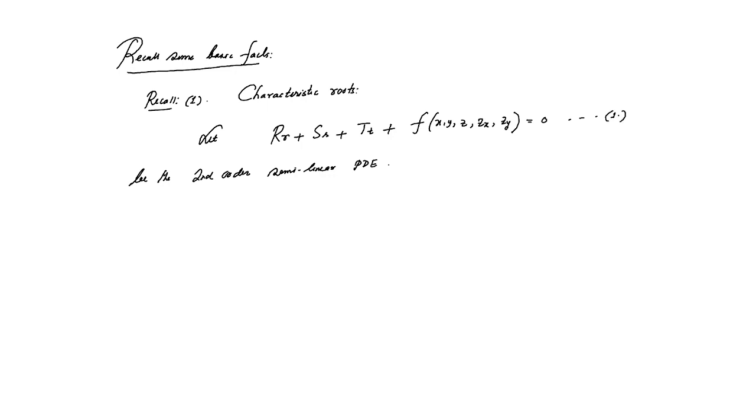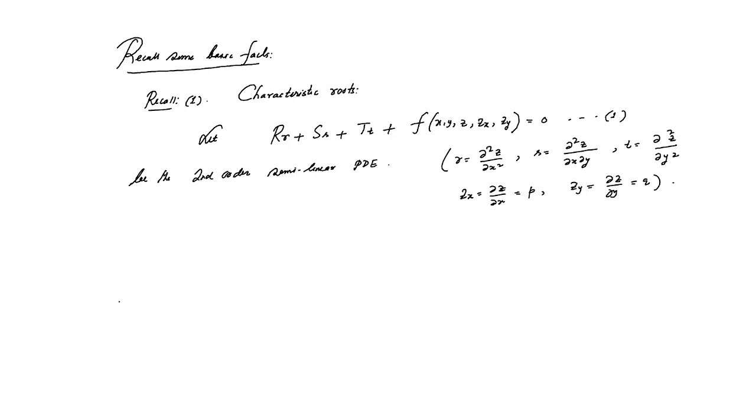So here R means del squared z by del x squared, S is del squared z by del x del y, and T means del squared z by del y squared. zx means del z by del x, so this is the standard notation, or you can say the P, and zy means del z by del y, or you can say the Q. So here we just consider a second order semi-linear PDE.